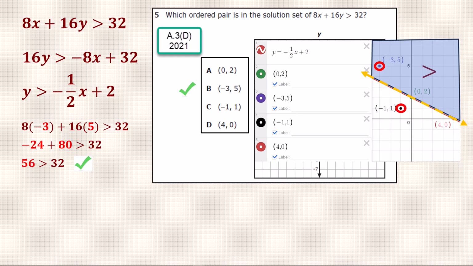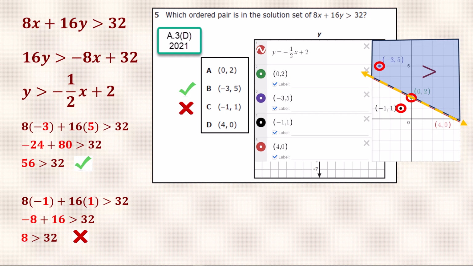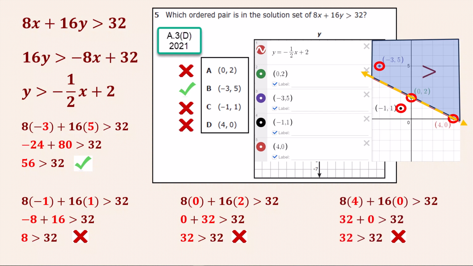Testing the other 3 points clearly shows they don't work, with the point -1, 1 clearly outside the shaded area, resulting in a false statement 8 greater than 32. And the other 2 points, 0,2 and 4,0, being right on the line, don't work either, both resulting in the false statement 32 greater than 32.